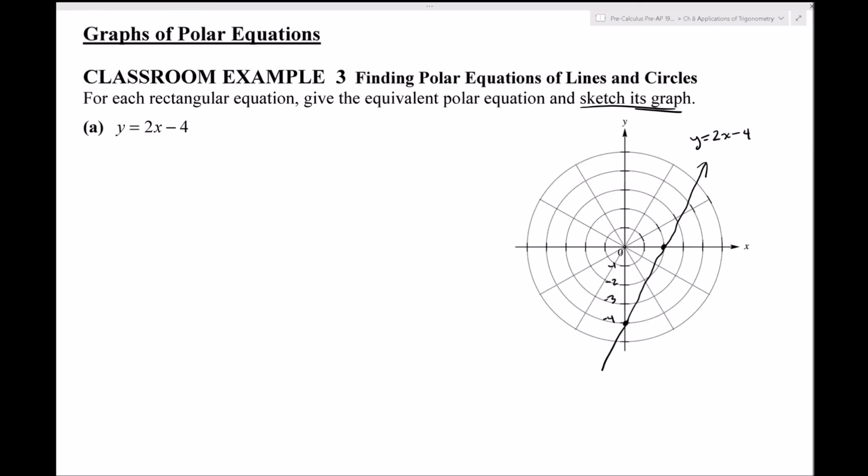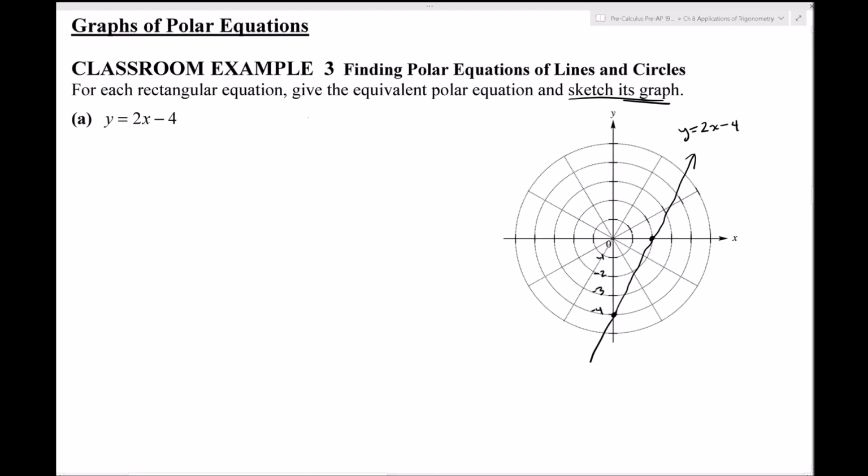We're going to use those equations that we had earlier. y is equal to r sine theta. x is equal to r cosine theta. And I'm going to plug those in directly for the x and the y coordinates. So instead of y is equal to 2x minus 4, that's r sine theta is equal to 2r cosine theta, and then minus 4. I could distribute the 2, or not distribute the 2, sorry. That's just 2r cosine theta and then minus 4.